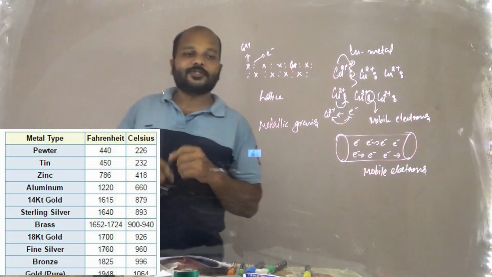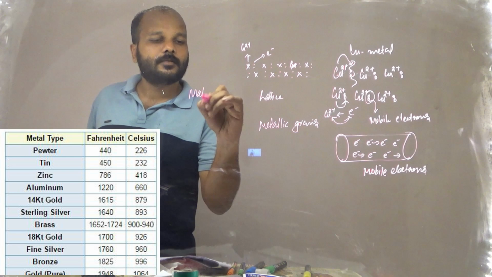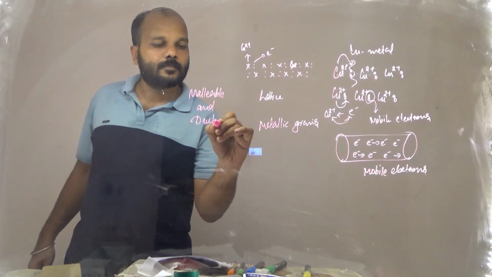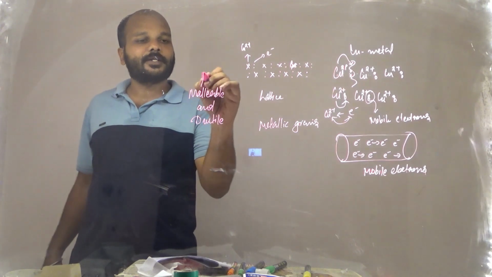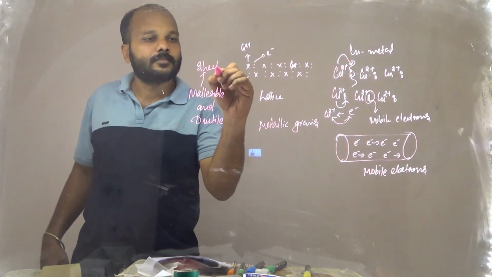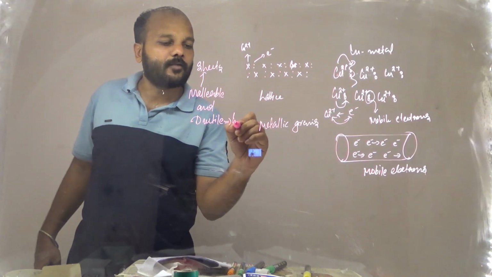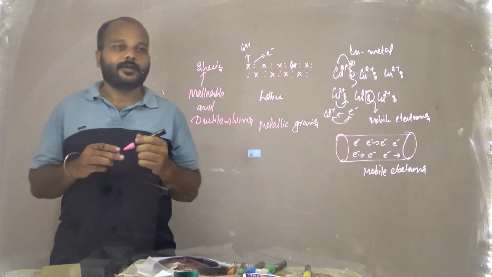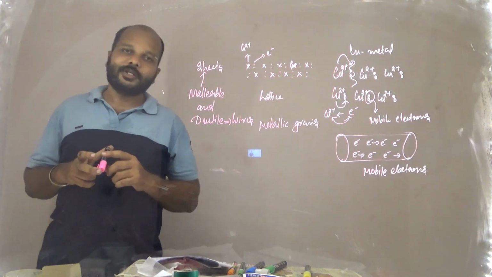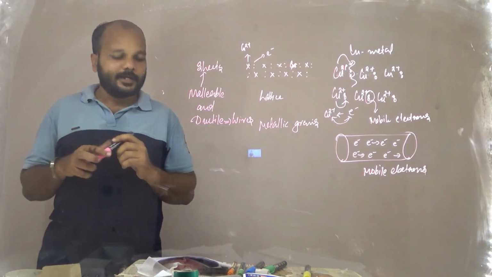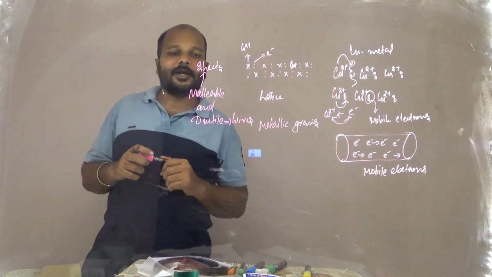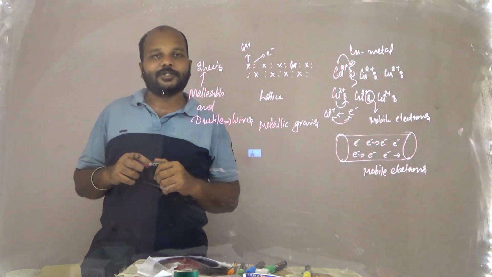Now, metals are malleable and ductile. Malleable means if you press a metal, you can make it into sheets. Ductile means you can make it in the form of a wire. So the ability of a metal to form sheets is called malleability, and the ability to form wires is called ductility.